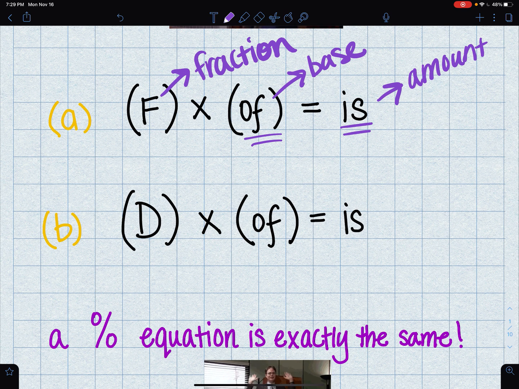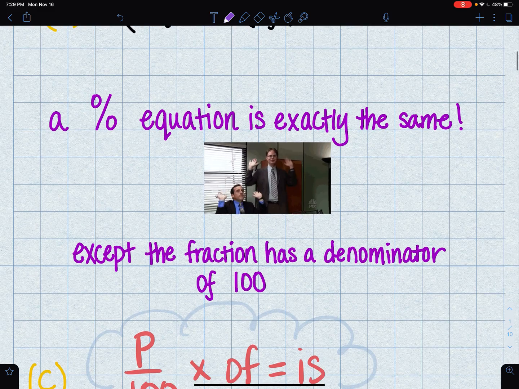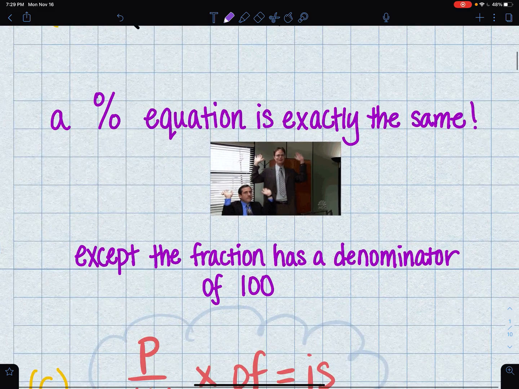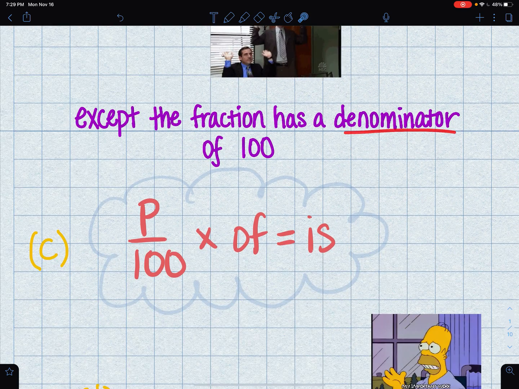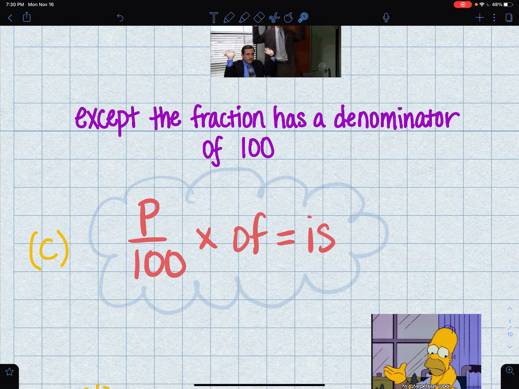And this is the same one. B is the same exact one as the other ones that we're doing, except that D refers to decimal. So just a quick review because you've already done those before. And then the nice thing is that the percent equation is exactly the same as those that we just went over. The only difference is that the fraction is going to have a denominator of 100, of course, as you know, because a percent is a number out of 100.